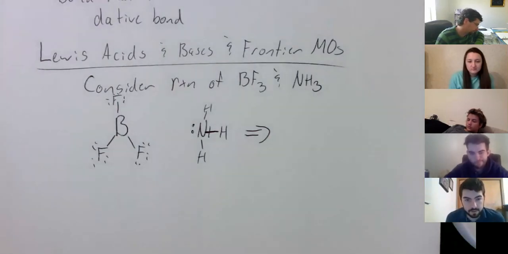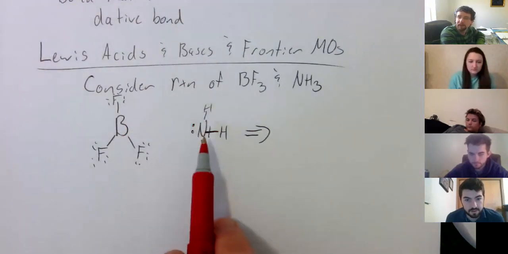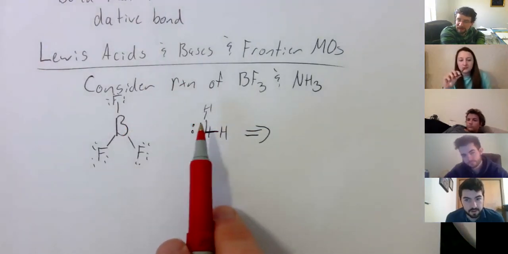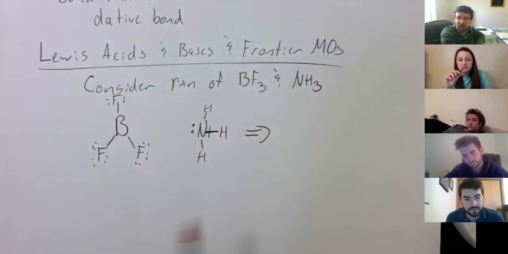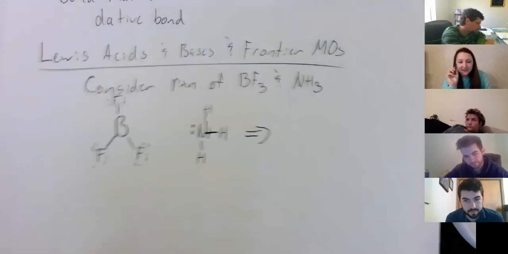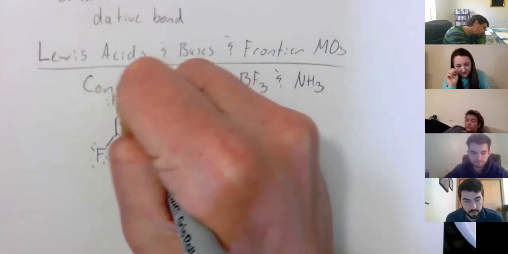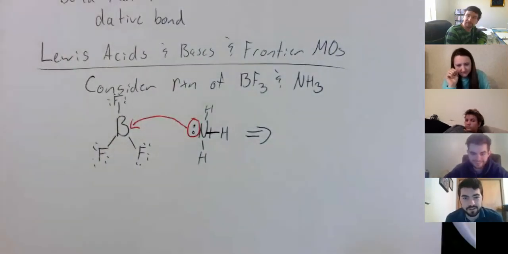BF3 is going to take an H from NH3. That is a possibility you could think of, but then you get an NH2 minus, which is energetically unfavorable. NH4 plus is what you want. Any other ideas? You could take those electrons on the N and throw them over to that B and then they're going to make a complex. Yeah, that's exactly what happens.